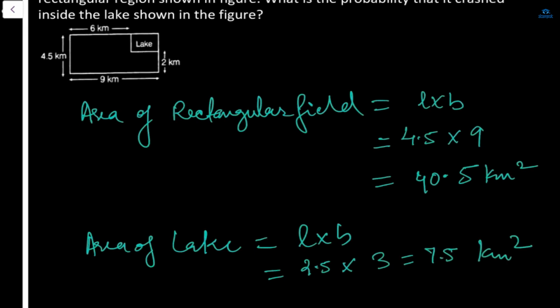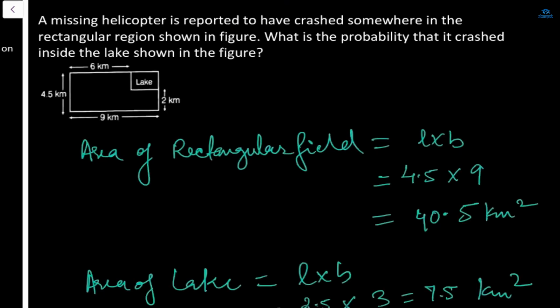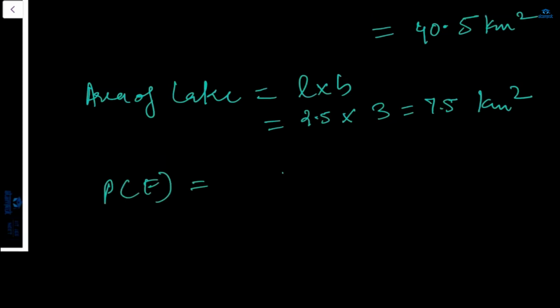So we have found the area of the rectangular field and the area of the lake. Now we have to find out the probability that this helicopter crashed inside the lake. So here the probability of this event will be 7.5, because the area of the small portion will be taken as the favorable outcome, and the whole large area will be taken as the possible outcome, because there is the possibility that in that land the helicopter can crash anywhere. But we have to find out that it crashed in the small region only. So 7.5 upon 40.5.